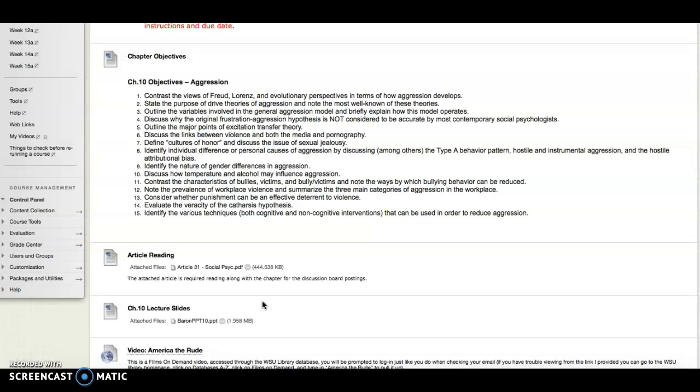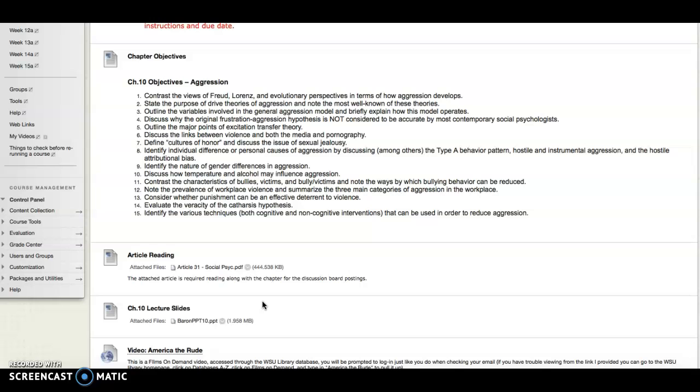And then lastly, we'll be looking at some different interventions, various techniques, both cognitive and non-cognitive, that can be used to reduce aggression, and we're seeing these used in a lot of anger management therapies and programs today.